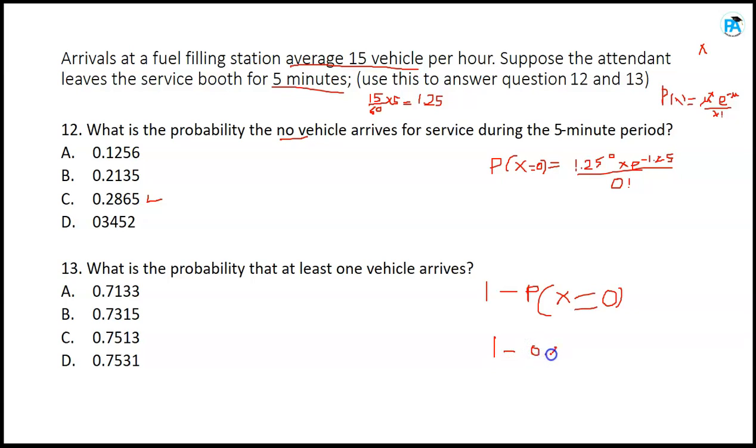So that will give you 1 minus, what is probability of none? 0.2865. So do 1 minus 0.2865. You should get your answer as A, 0.7133. So that's the correct answer for question 13. Okay, so let's proceed.